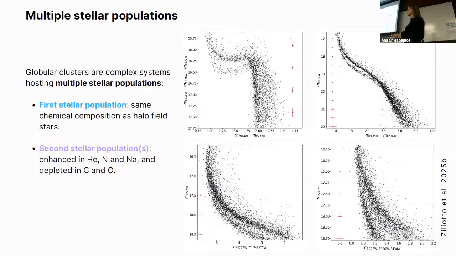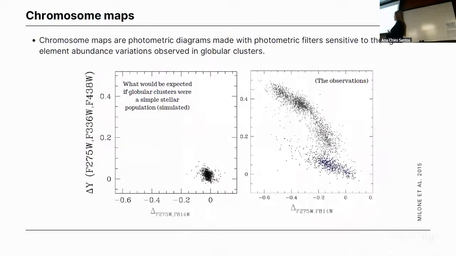A first stellar population, which are stars with chemical composition very similar to halo field stars of the same metallicity, and a second or even more stellar populations enhanced in helium, nitrogen, sodium, and depleted in carbon and oxygen. The tool that we use to study these multiple populations using photometry are these chromosome maps. So chromosome maps are these photometric diagrams made with filters that are sensitive to light element abundance variations and can maximize the separation between the different populations in a cluster.